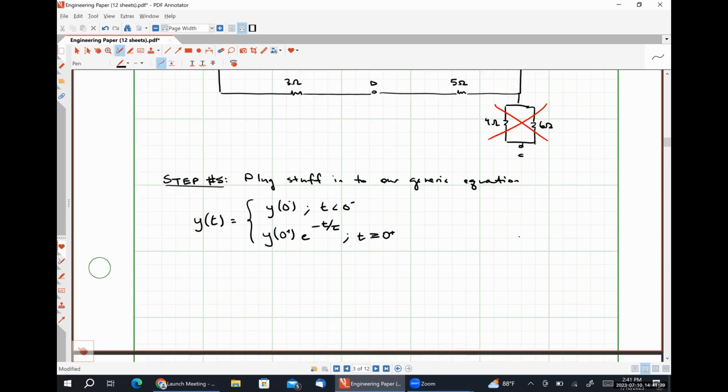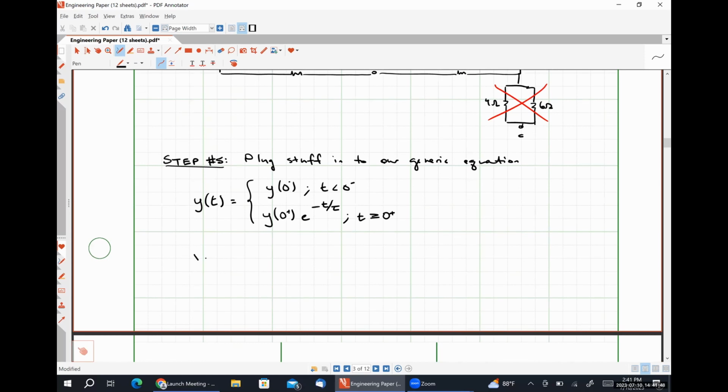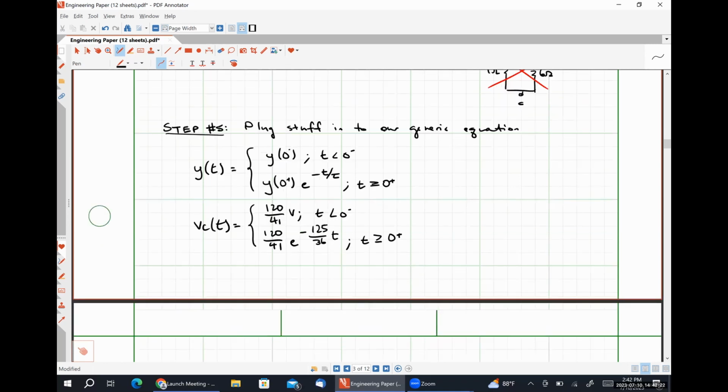So using this, we will find that VC of t is going to be 120 over 41 volts for t less than 0 minus, and it'll be 120 over 41 e to the negative 125 over 36, so that's just tau to the minus 1, t for t greater than or equal to 0 plus.